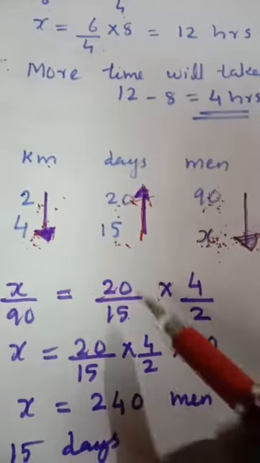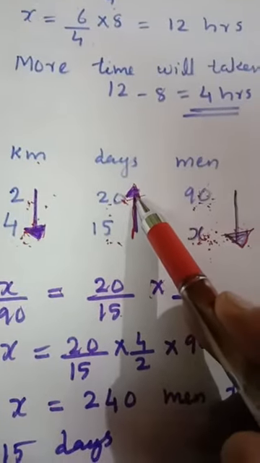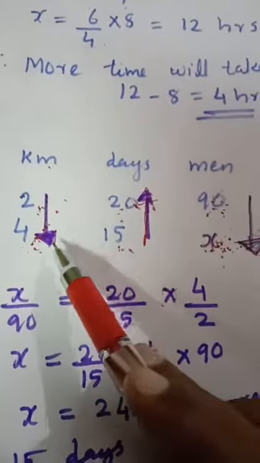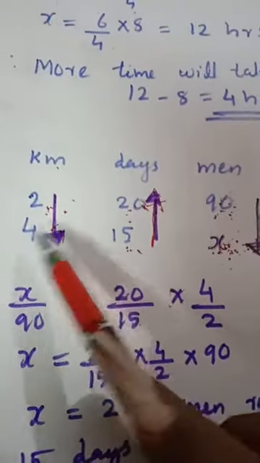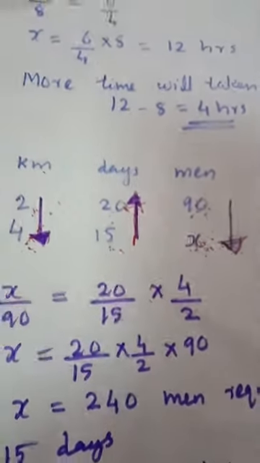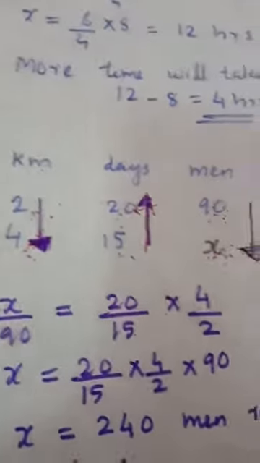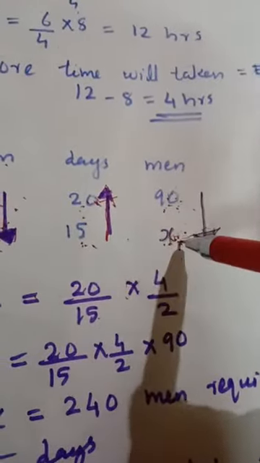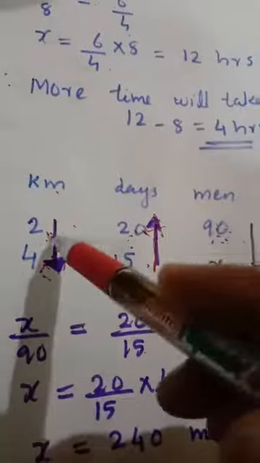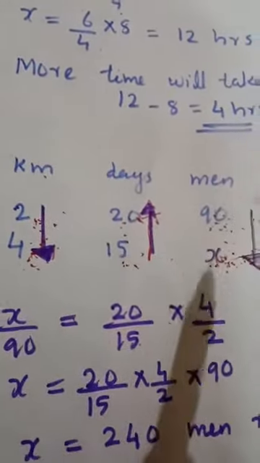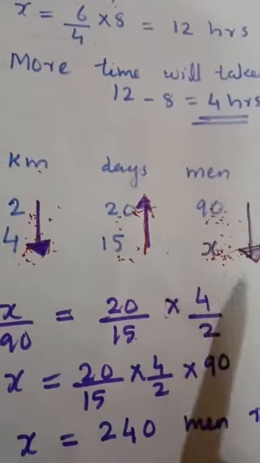See, top of the arrow is here, so we wrote 20 first by 15, and here top of the arrow is here, so 4 first. According to direct or inverse variation, we can put the arrows. Here men and days is in inverse variation. But men and kilometer, compare this and this, is in direct. So same direction we put the arrow.